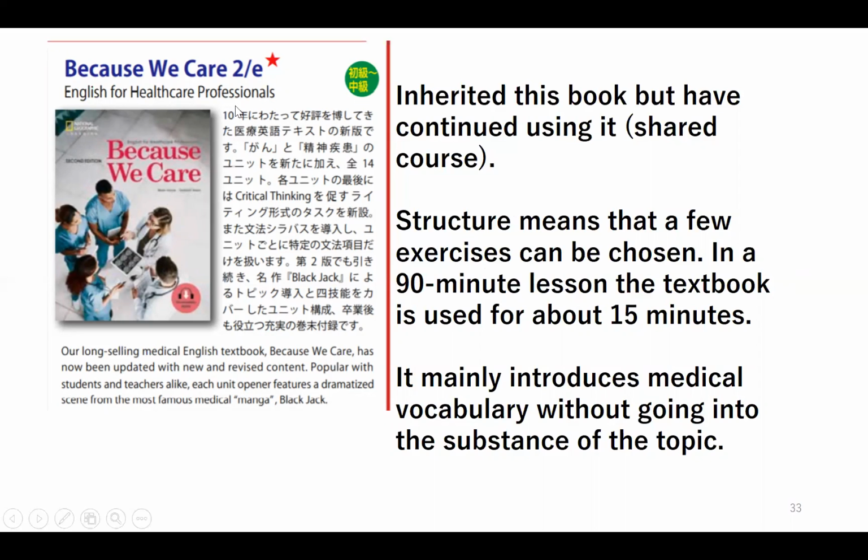And it's not bad at all. But it mainly introduces medical vocabulary and doesn't go into the substance of the topic. It's a really good book, one of the best, I think. But again, it's not enough for what I want.